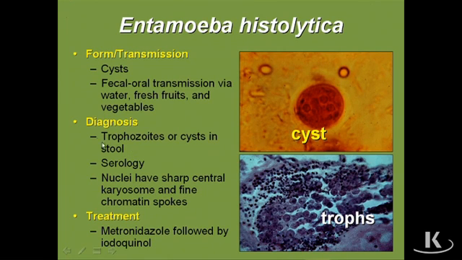How are you going to diagnose Entamoeba? You're going to look for the trophozoites or the cysts in the stool. And they're actually fairly easy to pick up because the nuclei have a very sharp central karyosome and little chromatin spikes. And sometimes you can actually identify red cells inside of the organism. So that tends to be very diagnostic for Entamoeba. The treatment for Entamoeba histolytica is metronidazole followed by iodoquinol, all right?